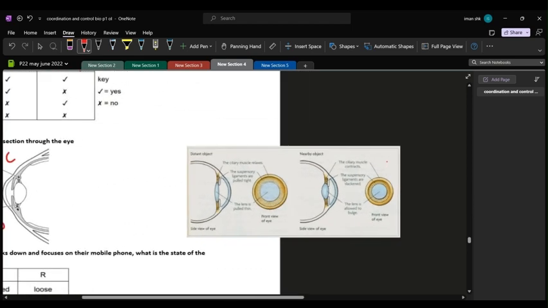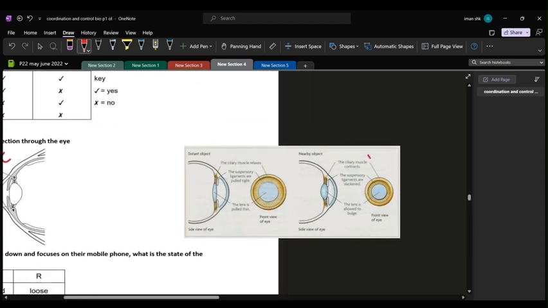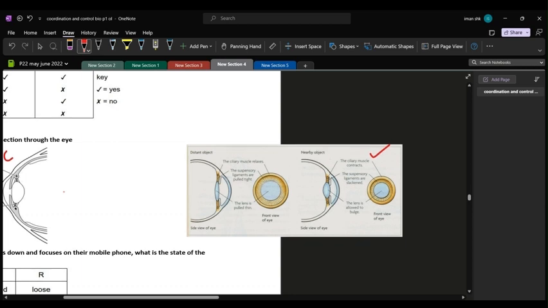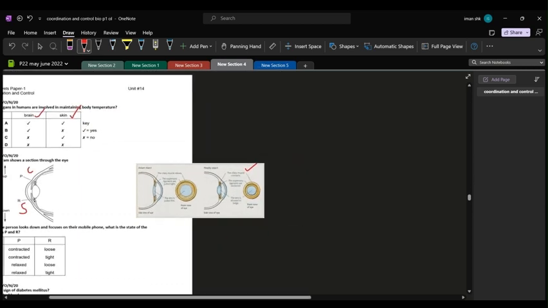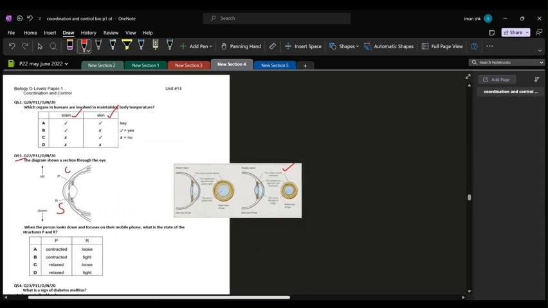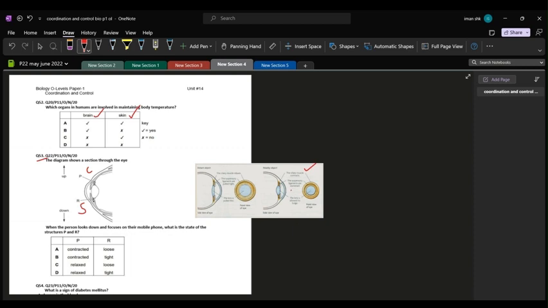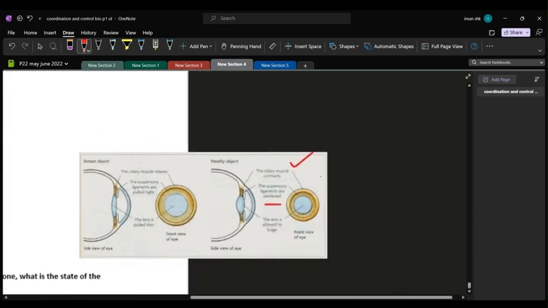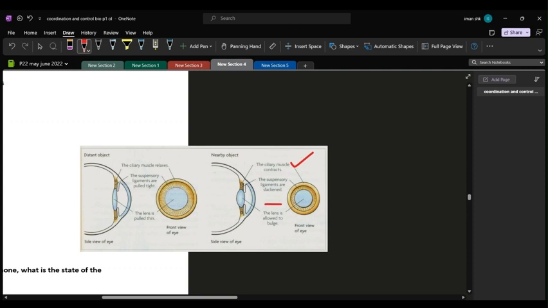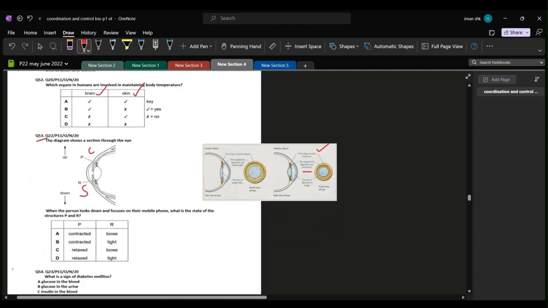What happens when you focus on a nearby object? Your ciliary muscle contracts. That means our P structure would be contracting. So it is either A or B. And the suspensory ligaments get slackened or relaxed. They are loosened up or slackened. So it means A is the right option. And you can see that your lens is bulged out, or it is more towards the outside. It is convex basically, which means thick.